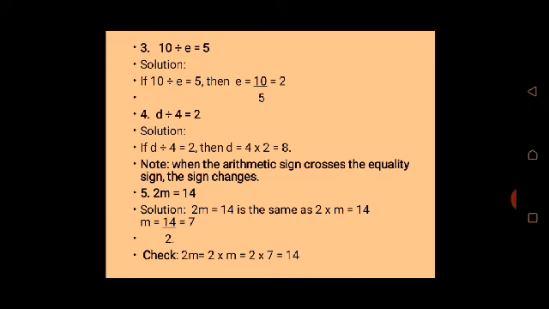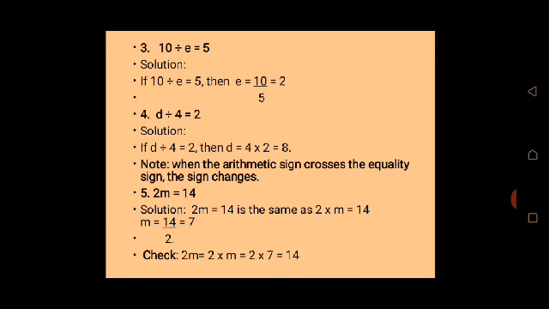Number 5. 2m is equal to 14. We are asked to find the value of m. Pupils, note, 2m is the same thing as 2 times m, because if you multiply 2 and m together, it will give you 2m. And we are asked to find the value of m.